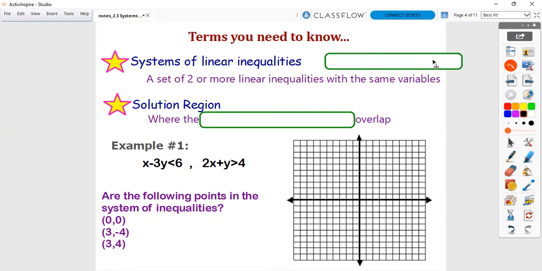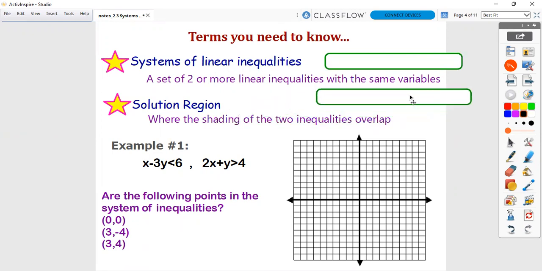Now our solution set or our solution region was always the shaded area of the inequality. And if it was a solid line, it also included the points on that solid line. Now, since it's a system, our solution region is where the shading of the two inequalities will overlap. So we're going to go ahead and graph these two inequalities you see here in our example.